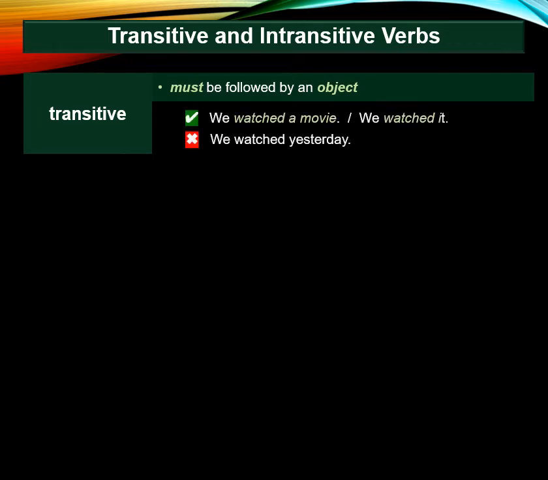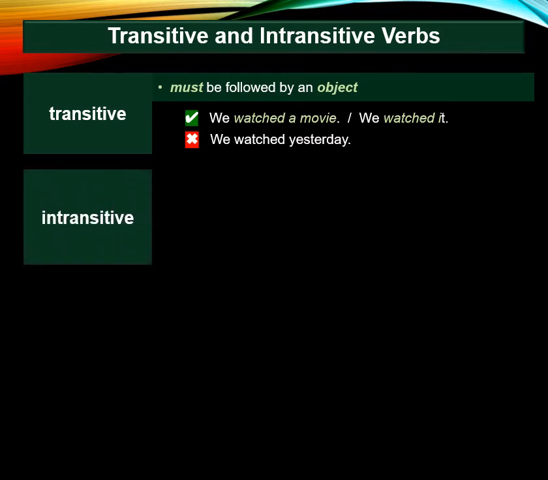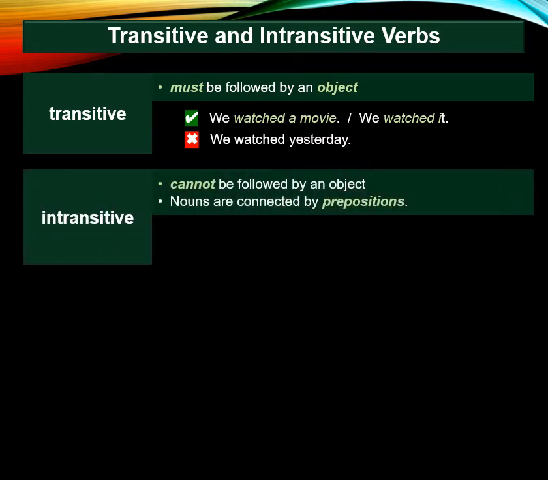For example, we watched a movie. We watched it. However, you can't say we watched yesterday because watched must have an object. It's a transitive verb. An intransitive verb cannot be followed by an object. Any noun that comes after an intransitive verb must be connected by a preposition. For example, everyone went the cafeteria. No, because went or go is an intransitive verb. You have to say everyone went to the cafeteria.